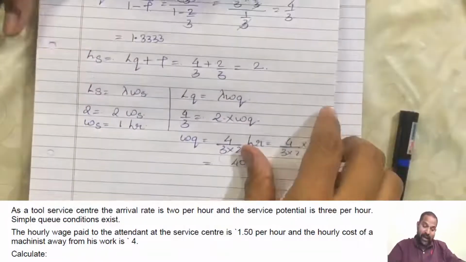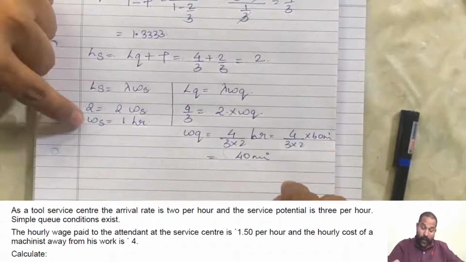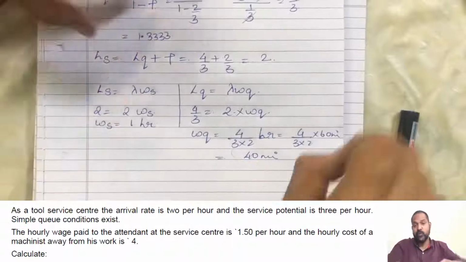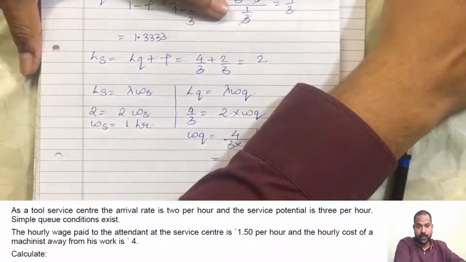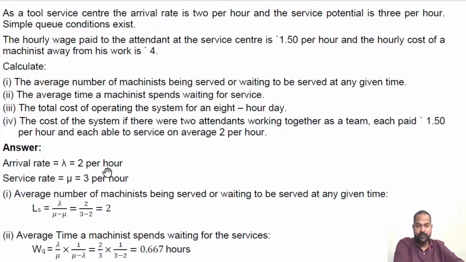So what do I have? I have length of the queue is 4 by 3, length of the system is 2 by 3, waiting in the system is 1 hour, and waiting in the queue is 40 minutes. Let's see what they are asking. So question number 1. The average number of machinists being served or waiting to be served. So being served or waiting to be served, which means number of people in the system. And number of people in the system is 2, according to me. Is that their answer? Yes. If you notice, they have written here LS is 2.